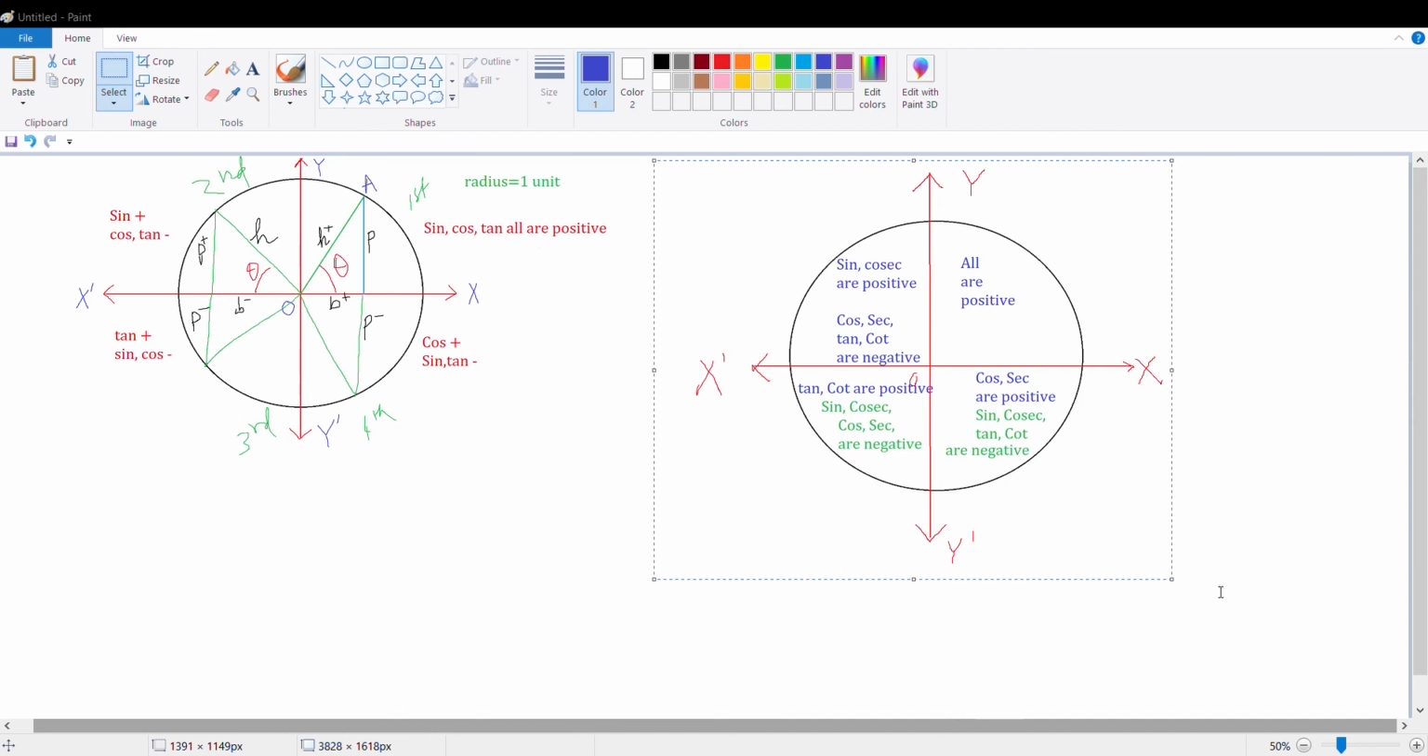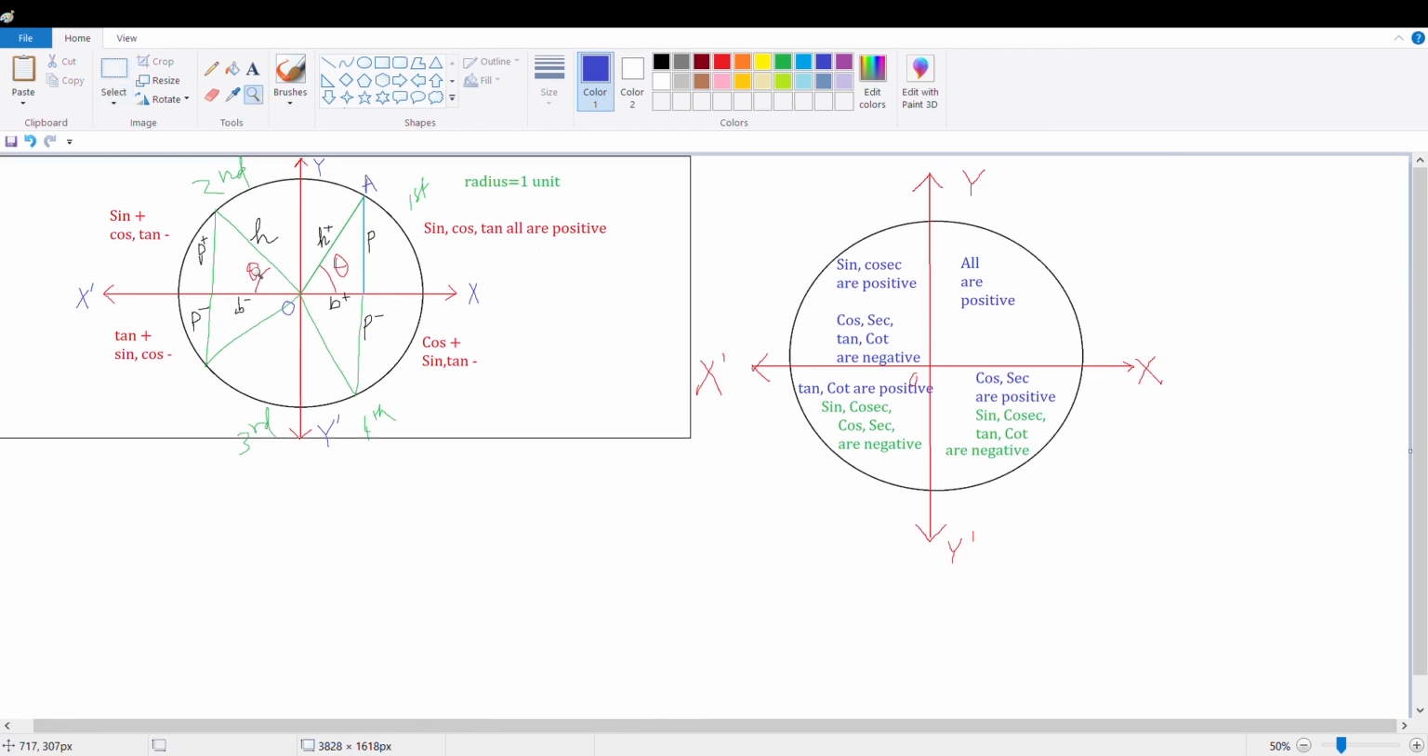Sir, hypotenuse will always be positive, yes, hypotenuse will be also okay. I have a doubt on the fourth quadrant. Okay, hypotenuse will always be positive. Look, why is hypotenuse positive? Because hypotenuse doesn't lie along any axis, right?